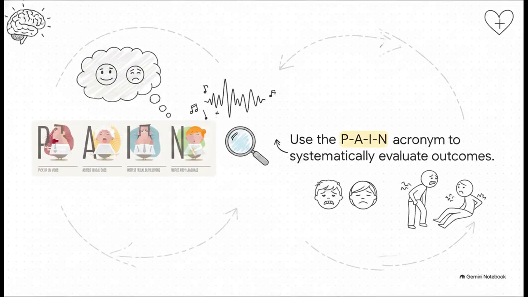Okay, you've done your assessment, you've implemented your interventions. How do you know if it actually worked? Use the PAIN acronym. P, pick up on their mood. A, assess verbal cues. I, inspect those facial expressions, looking for that grimace to fade. And N, notice their body language. Has that rigid, tense posture finally relaxed?